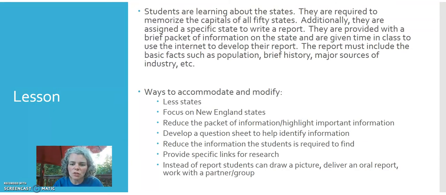Reduce the information the students are required to find. Instead of finding all of those things, maybe you just ask them to find 3 facts about Maine. Maybe they find the population, the current governor, and the capital. Provide specific links for research. Instead of just saying, here's the internet, go to town, you're giving them the government or state webpage for Maine. Here are pictures of Maine, things like that. So you're giving them pre-selected links.